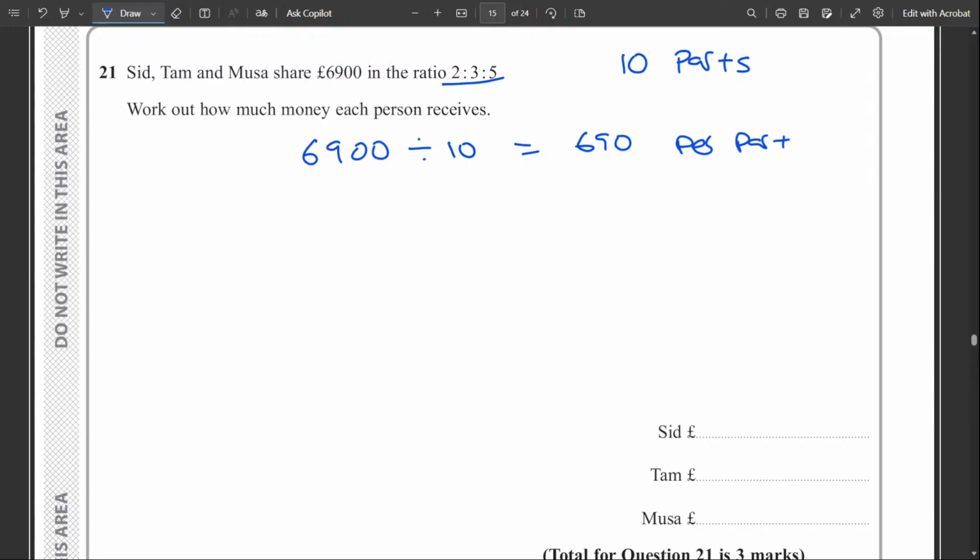And then all I have to do is use that 690 and multiply by 2 to get Sid's amount of money. So we get 690 times 2, so 1380. Okay. And multiply by 3 to get Tam's share. 690 times 3 gives you 2070, and then we've got 690 times 5, which is 3450 for Musa's amount of money.